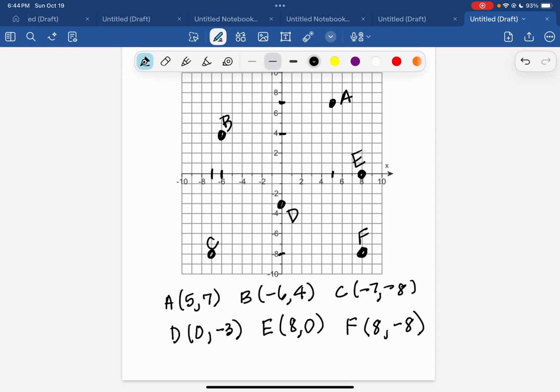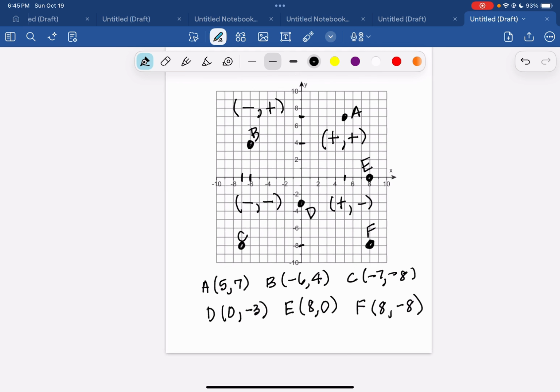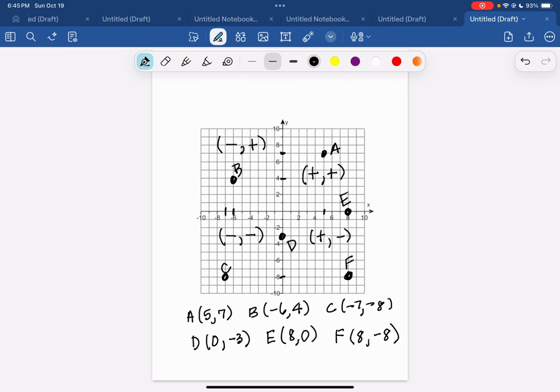Now, when you look at a point, you can determine what quadrant it's in just by looking at the sign, all right? A point in the first quadrant has a plus x and a plus y. In the second quadrant, it's a -x and a plus y. In the third quadrant, both are negative. And in the fourth quadrant, x is positive, but y is negative. And of course, on the axis, one of the coordinates has to be 0. Now, we will use this information about plotting points to graph lines.